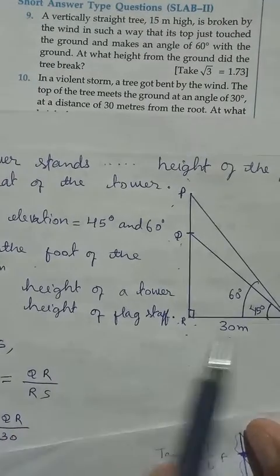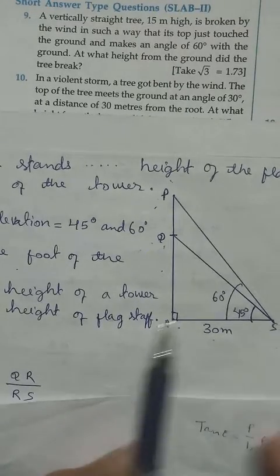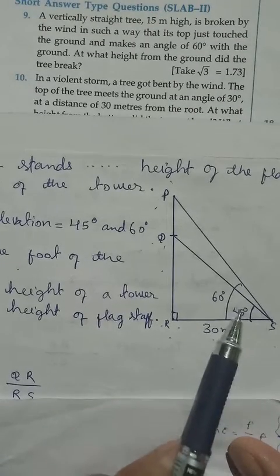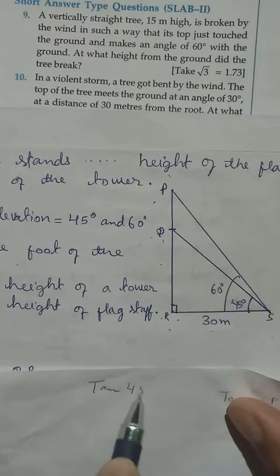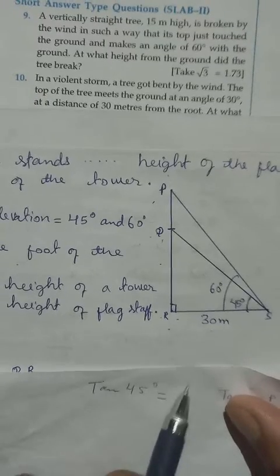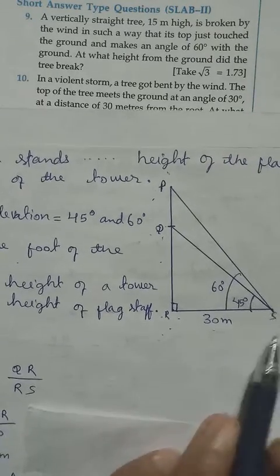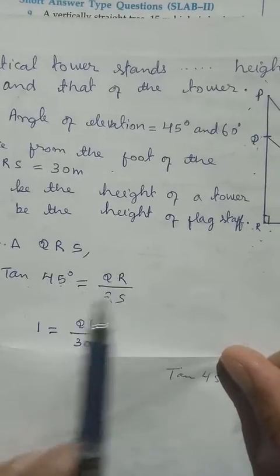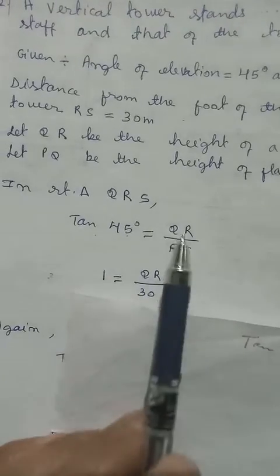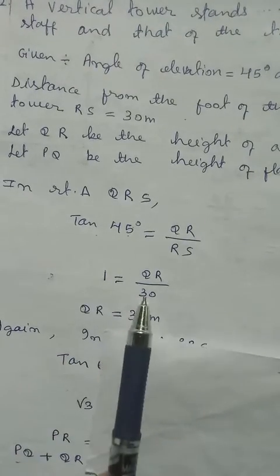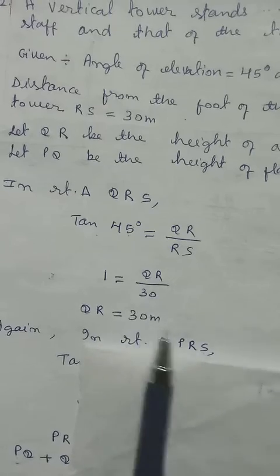Then let us start first with this small triangle QRS. We know base, we want perpendicular, so we can use tan. In this small triangle, which theta will we use? We will use 45 degree. So we will use tan 45 degree. From the definition of tan theta, we know that it is P by B. So our P here is QR, our B is RS. So we can write, tan 45 equals QR by RS. Tan 45 from the table, we know it is 1. QR we still have to find. RS we already have, 30. So you can cross multiply, then we will get QR is equal to 30.